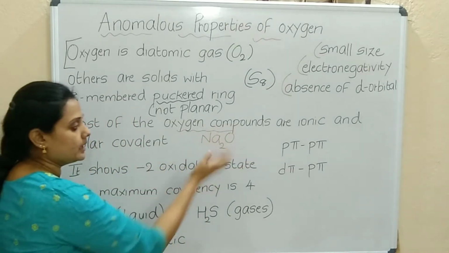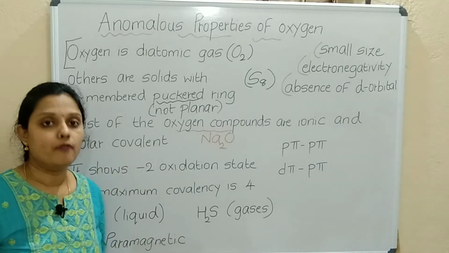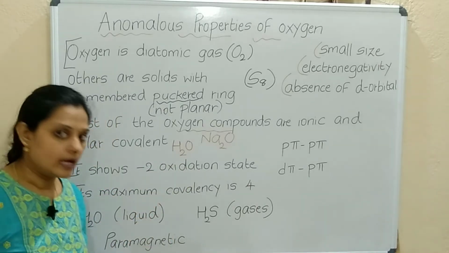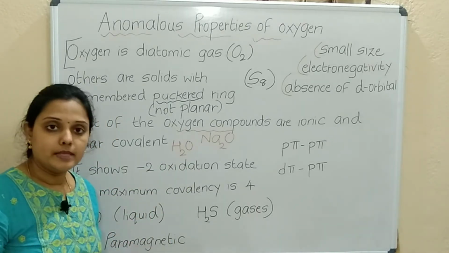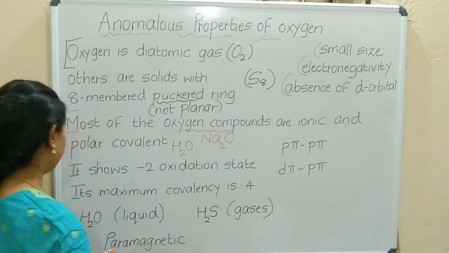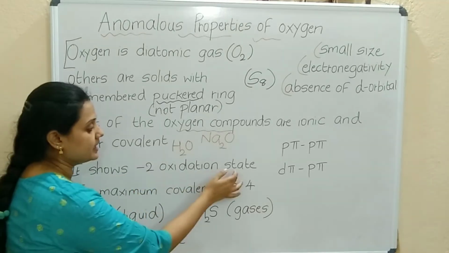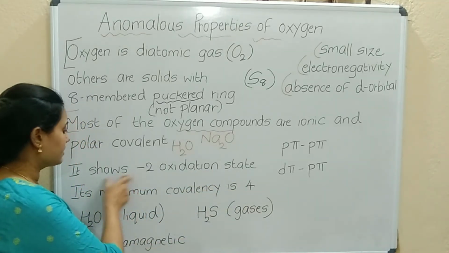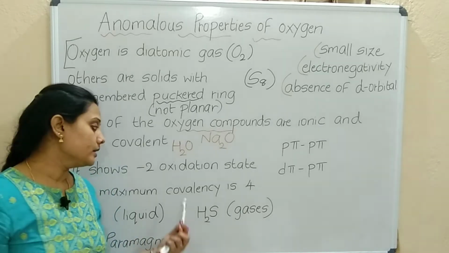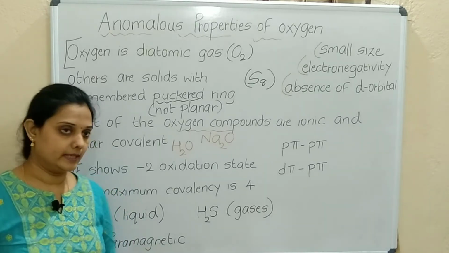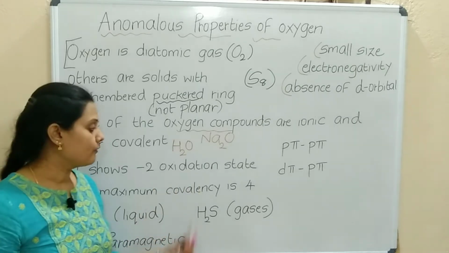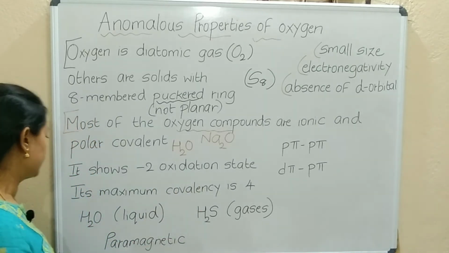So ionic, I have written the example, and polar covalent like water. Water is polar in nature. And covalent means between hydrogen and oxygen, sharing of electrons takes place. It shows -2 oxidation state. Oxygen can show -2 oxidation state, but the other members do not show -2 oxidation state. To understand this, you can refer to the previous video on oxidation states of group 16 elements.